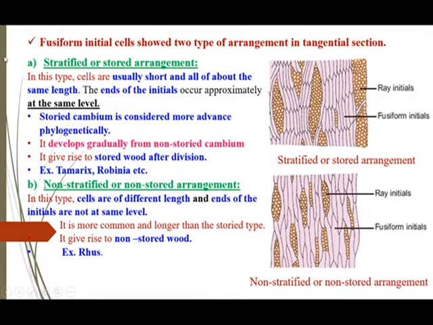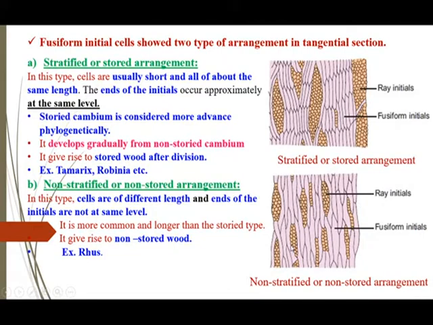Fusiform cells are arranged in two forms: stratified or storied arrangement and non-stratified or non-storied arrangement. When the cells are of similar size and they lie parallel to each other and end at the same level, this arrangement is known as stratified or storied arrangement. This arrangement is considered more advanced phylogenetically. It developed gradually from the non-storied arrangement.